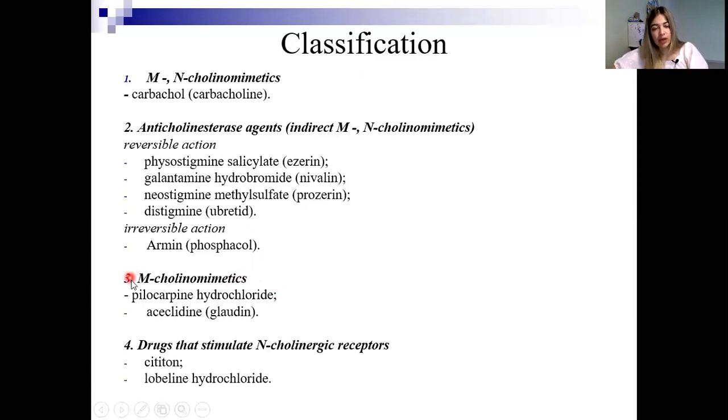Okay, also we have M cholinomimetics. They are drugs which only stimulate M cholinereceptors, and we have stimulants for N cholinergic receptors. You see the difference.